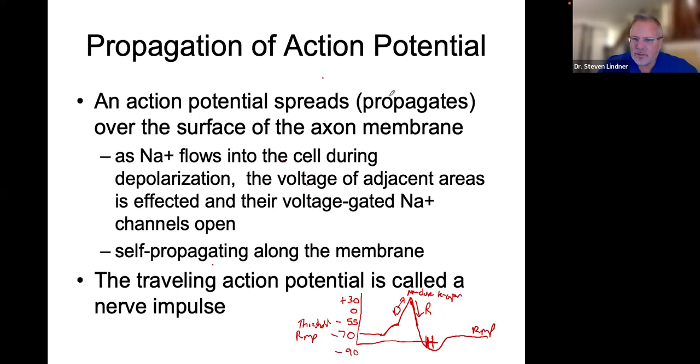So the action potential spreads, or they use the word propagates, over the surface of the axon membrane. As sodium flows into the cell during depolarization, the voltage of the adjacent areas are affected and their voltage gated sodium channels open. It's like dominoes. You tap one domino and they hit all the others. So they refer to that as a self-propagating message along the membrane. So the traveling action potential, the AP, is called a nerve impulse.